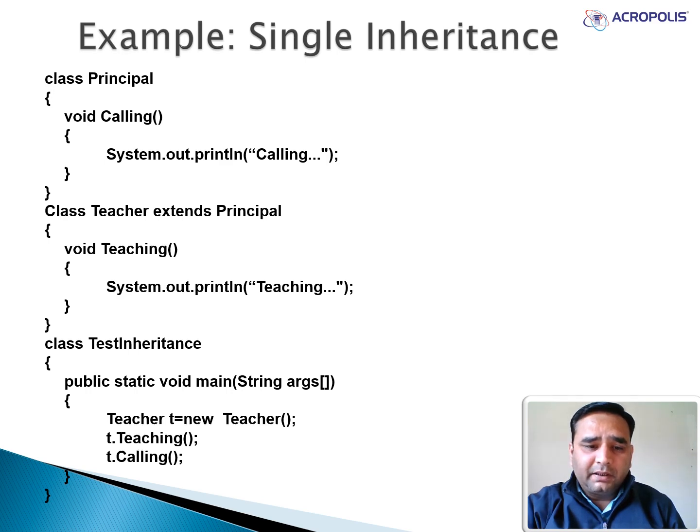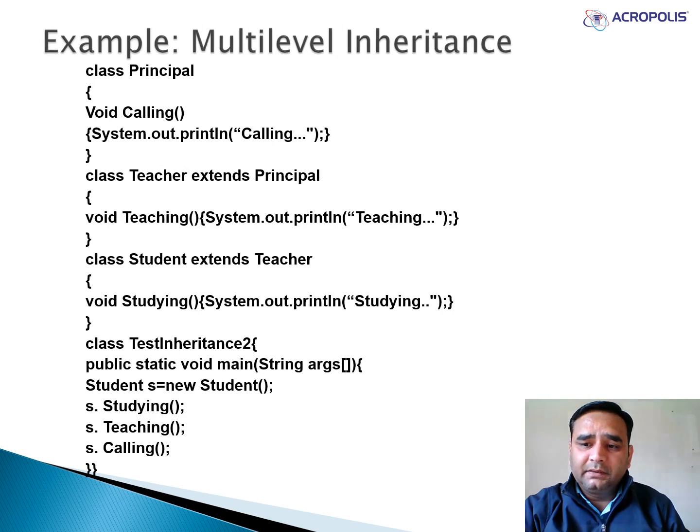Now in the third class we are going to test this inheritance. In this test class we have created the main function, and in the main function we have created an object of the teacher class. With the help of this object of the teacher class, we are calling the members of the principal class as well as the member of the teacher class. So we can see that with the help of single inheritance, we can use both the principal class method and the teacher class method.